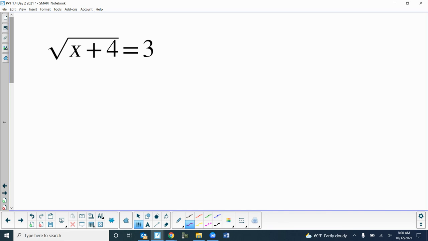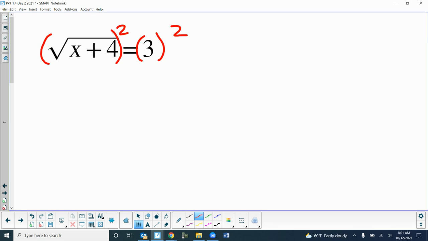Now, how am I going to get rid of this square root symbol? What do you think? Yeah, square. Last week we had an x squared by itself equals something, right? And we square rooted to get rid of the squared symbol, right? Well, when we have a square root symbol, we're going to square both sides to get rid of that radical sign. So what do I get on the left when I square that?